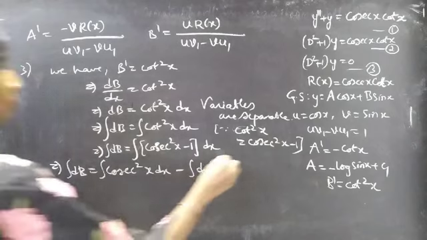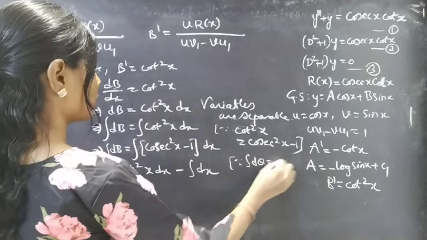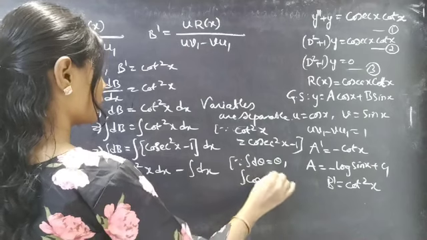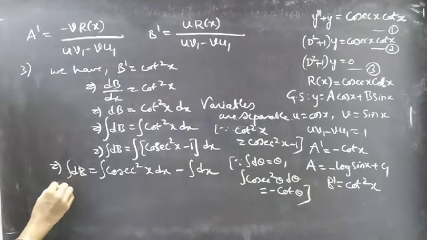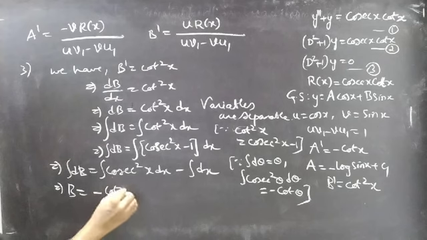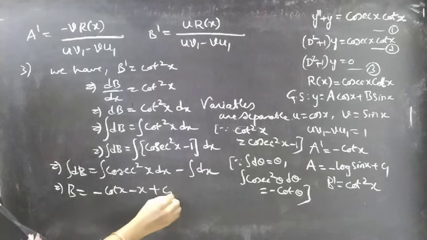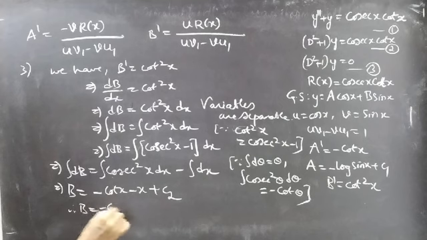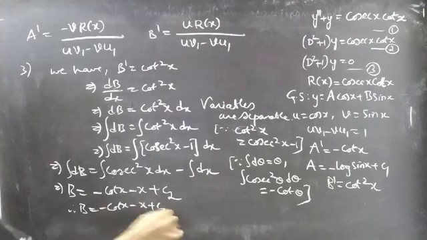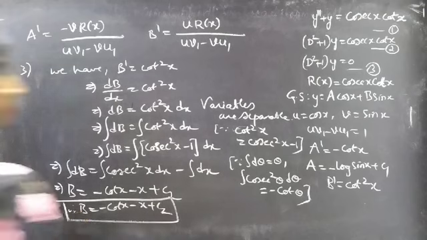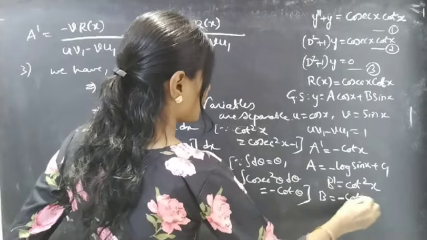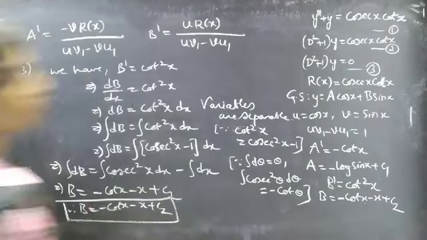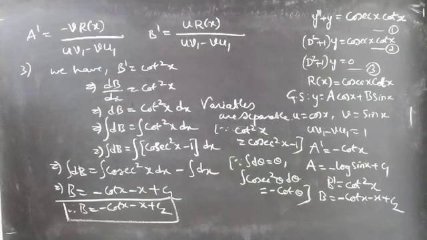Since we know that integral d theta equals theta and integral cosecant square theta d theta equals minus cot theta, this becomes integral dB equal to integral cosecant square x dx, which is minus cot x, minus integral dx, which is x, plus an integral constant c2. Therefore b equals minus cot x minus x plus c2. So we got b from b dash equals cot square x, and we got a and b.